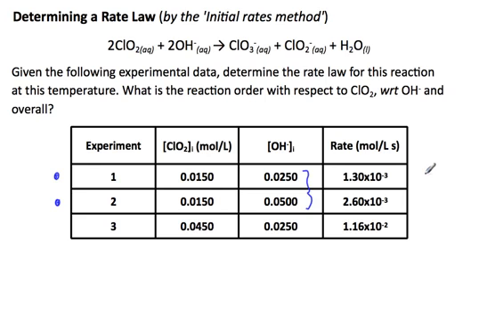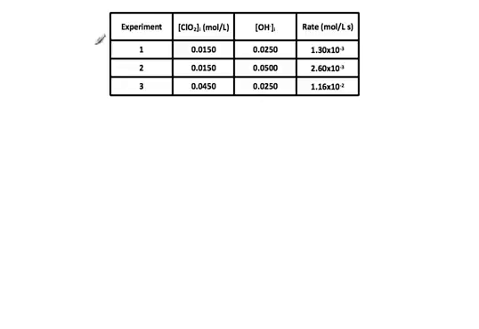And if we look at experiments 1 and 3, we can see that the hydroxide ion concentration is held constant, 0.025 in both cases, whereas the ClO2 concentration is changed. So those are the two comparisons we're going to make. So let's look at experiments 1 and 2 first. What we're looking at here is the effect on rate of changing the concentration of hydroxide ion, and how that's going to allow us to determine the exponent for that reactant.